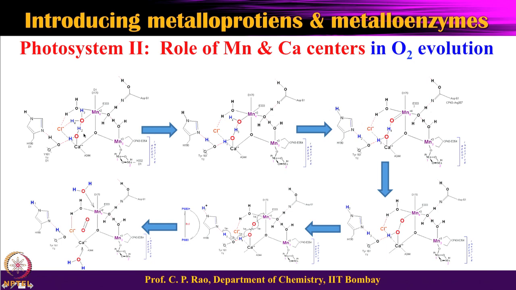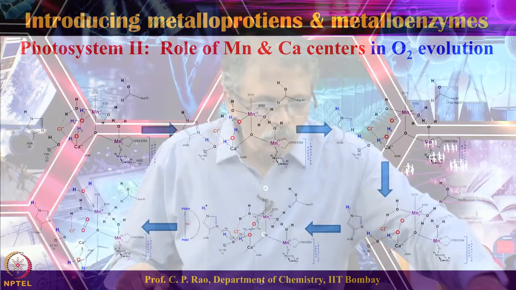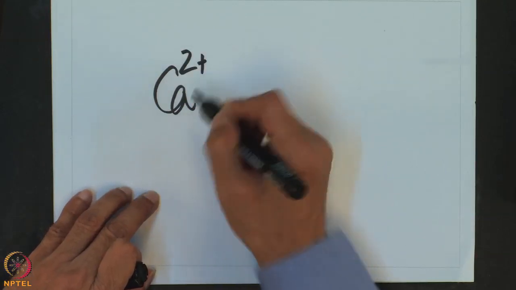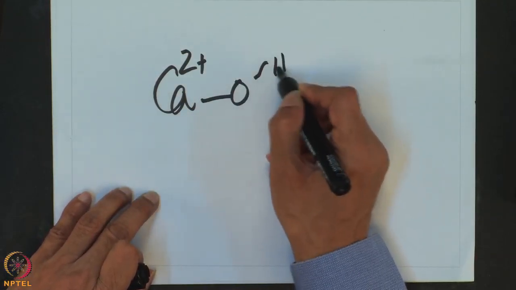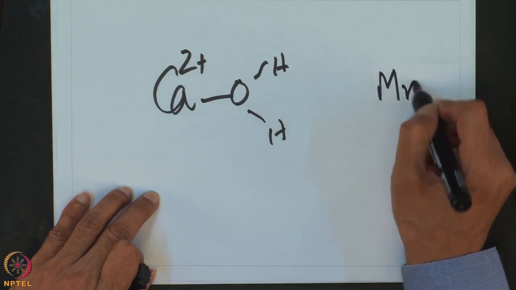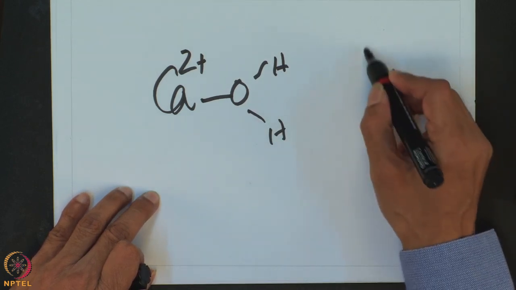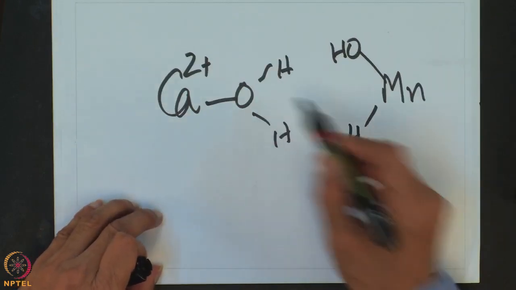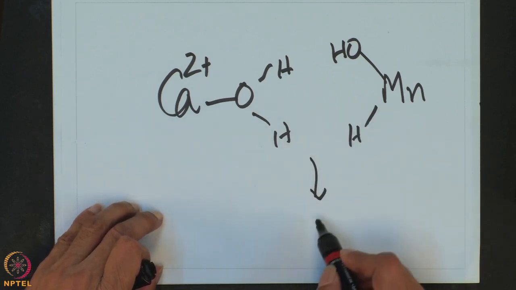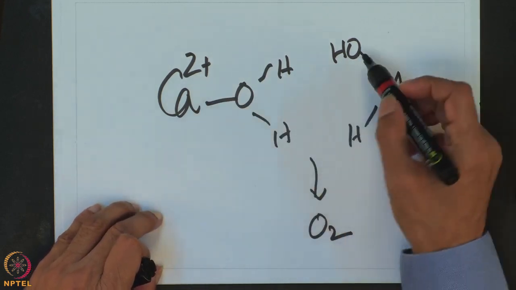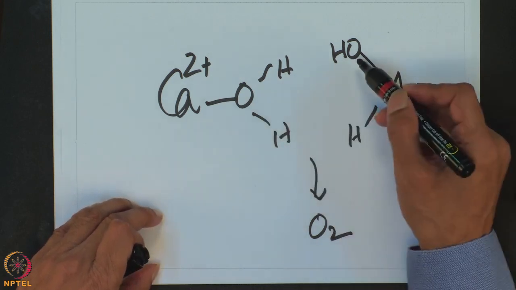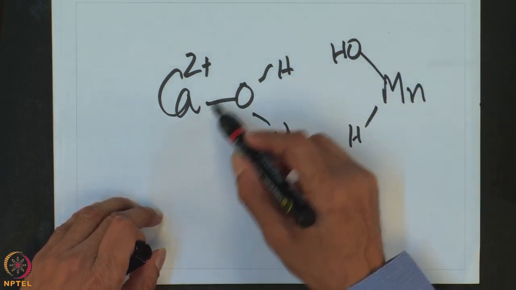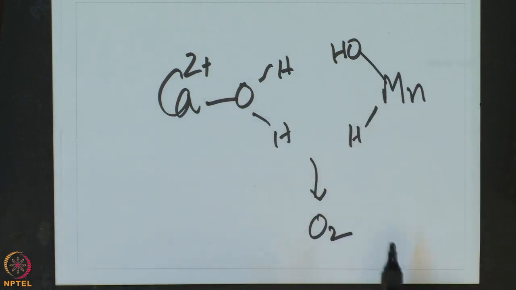That means the 2 water molecules have to come closer, so you have one water over here and one water over there. There is a calcium 2+ with the water, and then manganese with the water. Here you have OH and H. From here, if you have to make O2, then OHO has to come, then the OO bond has to form, then cut this bond, and then finally it becomes O2.